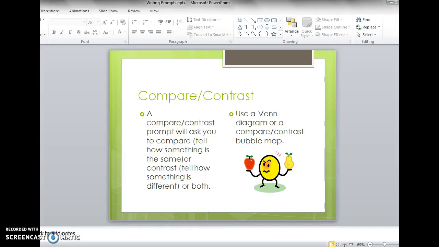I forgot to tell you, there's one more type of writing, the compare and contrast prompt. A compare and contrast prompt will ask you to compare, which means to tell how something is the same, or contrast, to tell how something is different, or both. It is best to use a Venn diagram or a compare-contrast double bubble map when you're asked to compare and or contrast.